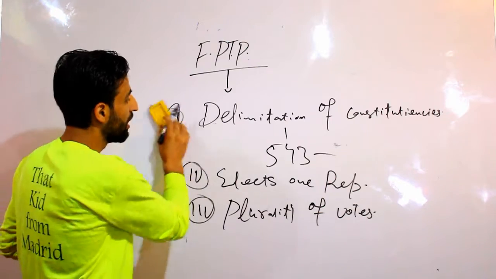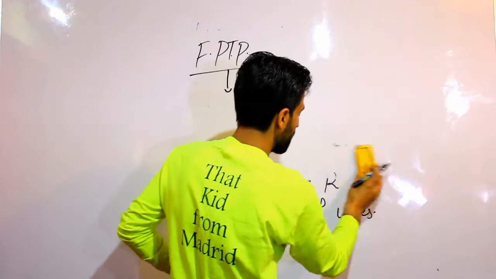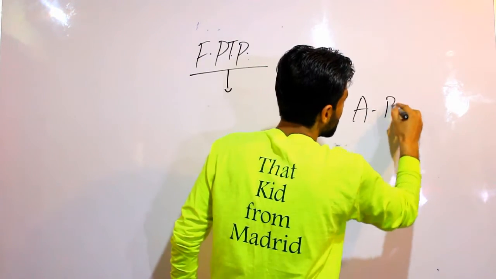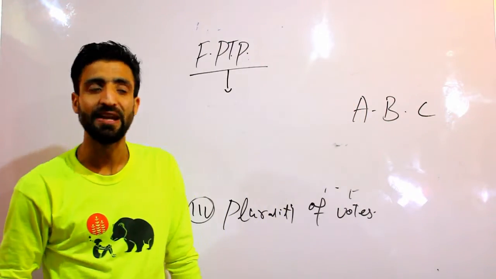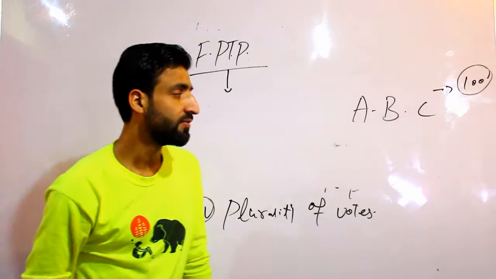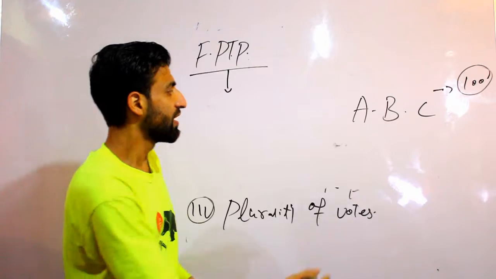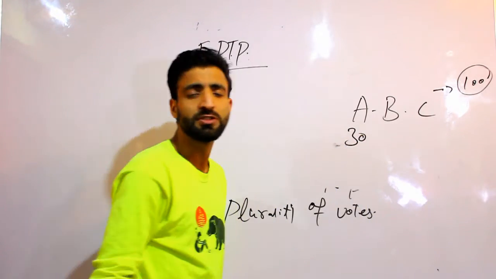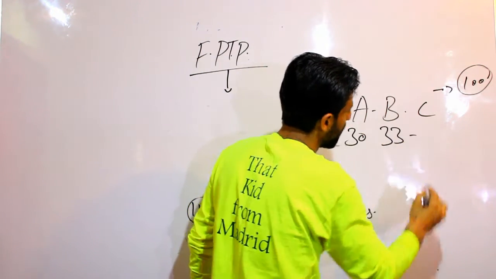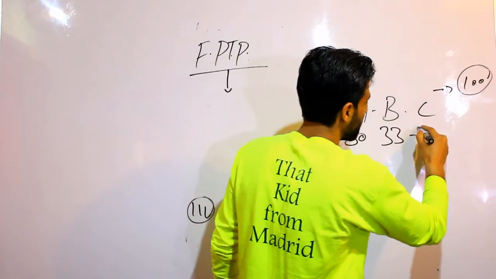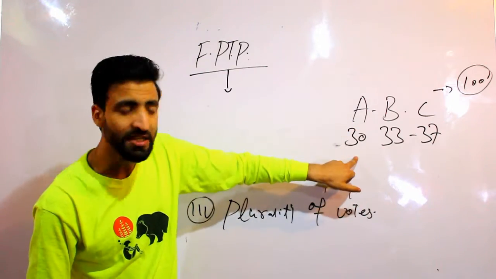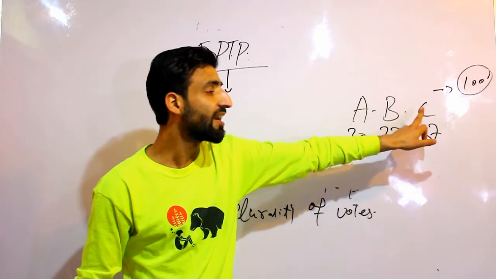For example, let's take the example. Imagine in a particular constituency, there are 3 candidates contesting the election, A, B, and C, and the total number of votes which were casted is 100. So, suppose A gets 30 votes, B ने लिए है 33 and C ने लिए है 37. A got 30, B got 33 and C got 37.